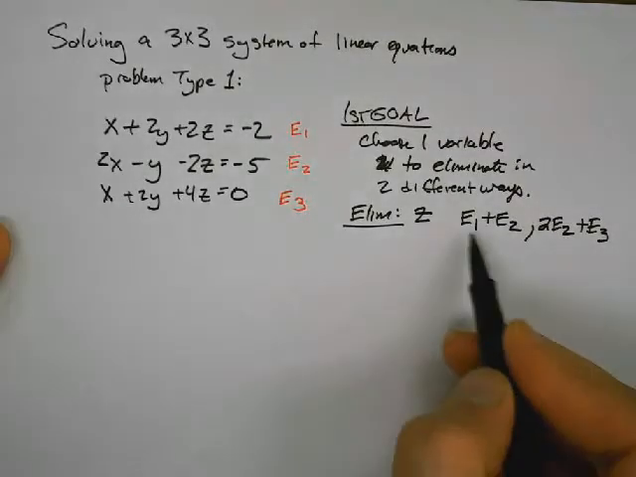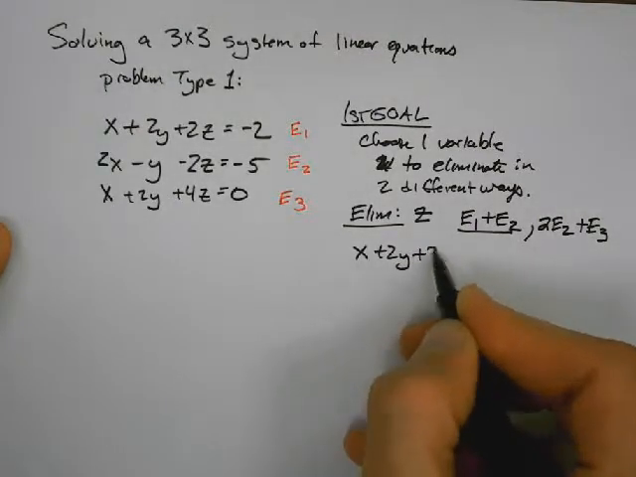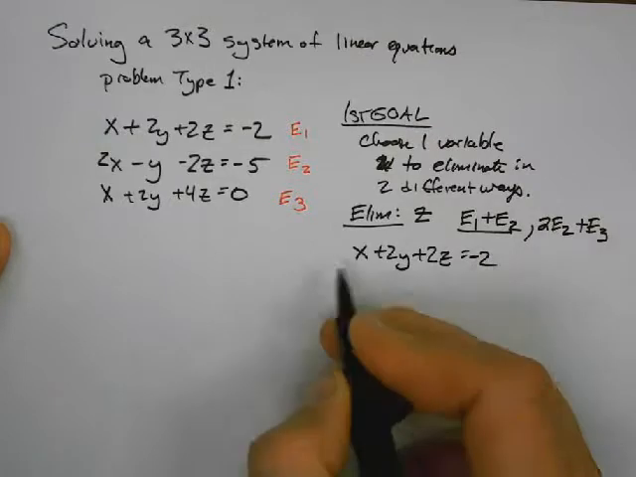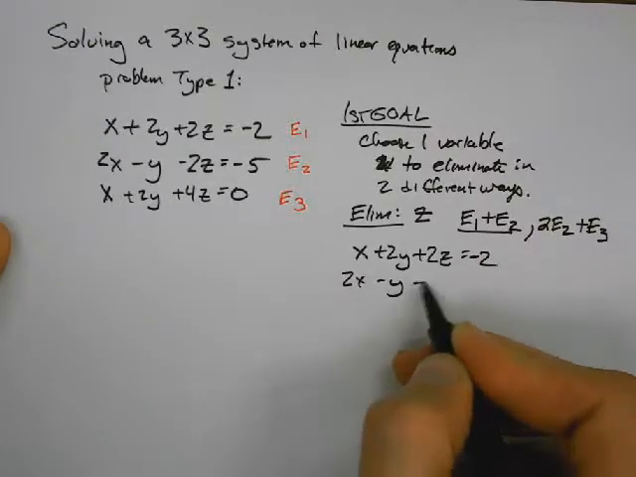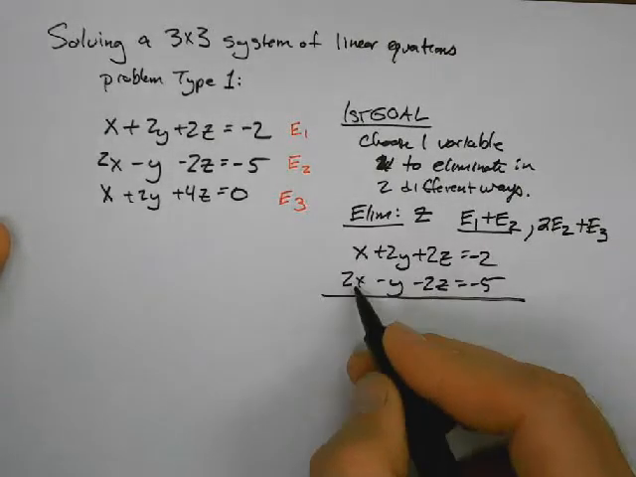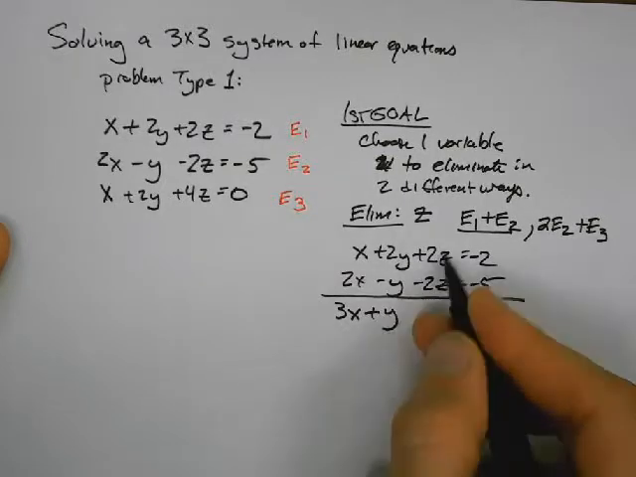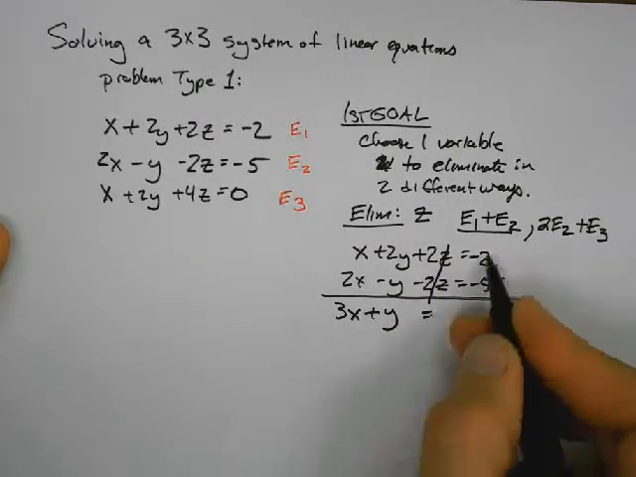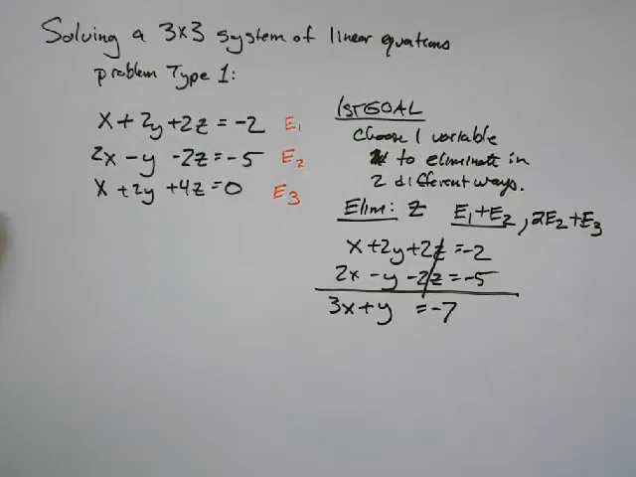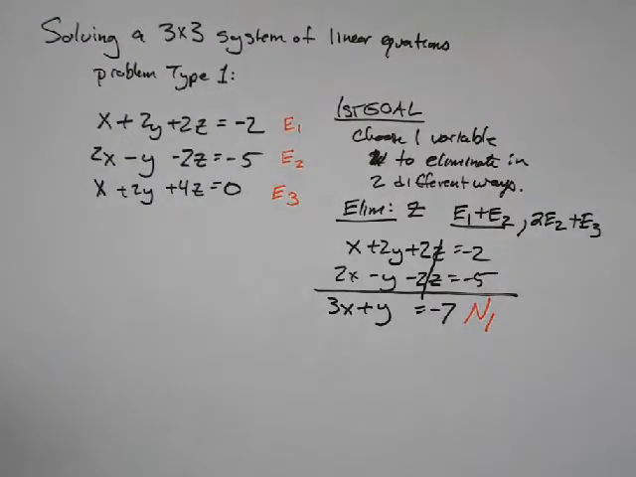So now let's carry this out. If I add equation 1 and equation 2, that's going to be x plus 2y plus twice z equals negative 2, and then 2x minus a y minus 2z equals negative 5. When I add them up, 2x and x make 3x. 2y take away a y is just 1y. These z's wipe out. Negative 2 minus 5 is negative 7. That's going to be my new equation 1. I have an equation now with just x and y, no z. That's great. You may not realize it's great, but it is. In a minute you'll know why it's awesome.